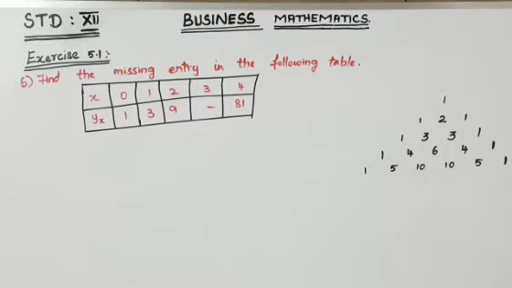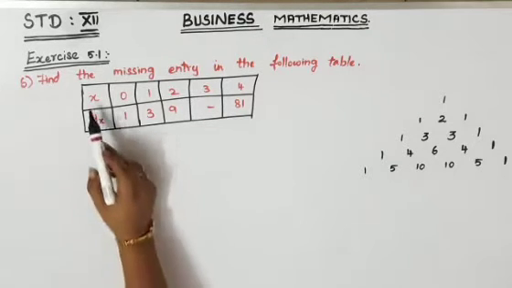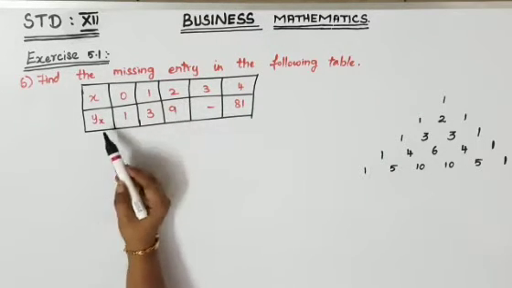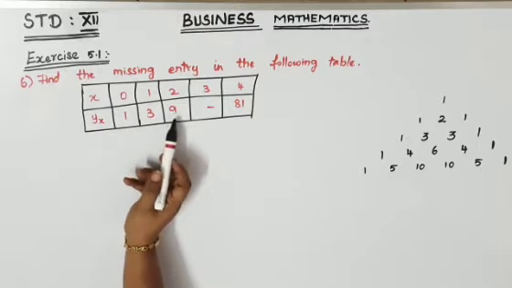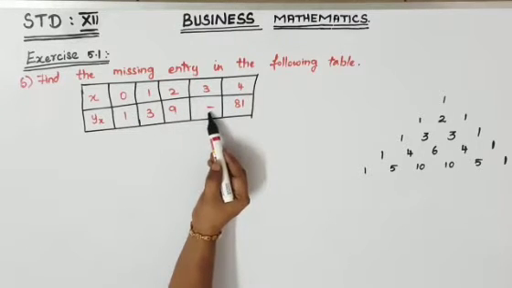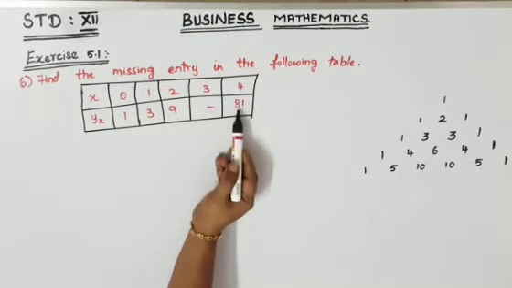12th Business Mathematics, Exercise 5.1, 6th question. Find the missing entry in the following table. The table is given, with x values and y_x values. The x values are 0, 1, 2, 3, 4 and the y_x values are 1, 3, 9, and one value is missing. You have to find that value, and 81 is given.